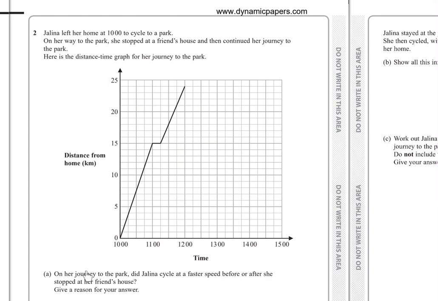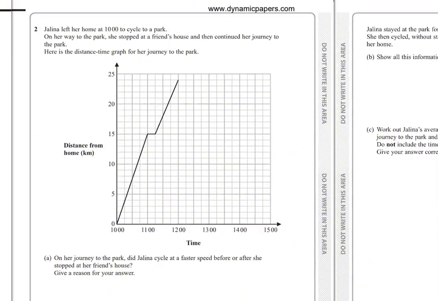A. On her journey to the park, did Jalila cycle at a faster speed before or after she stopped at her friend's house? Give reason for your answer. This line represents the motion before and this line represents the motion after. Each line represents constant speed, and to find this constant speed, find the gradient of the line.